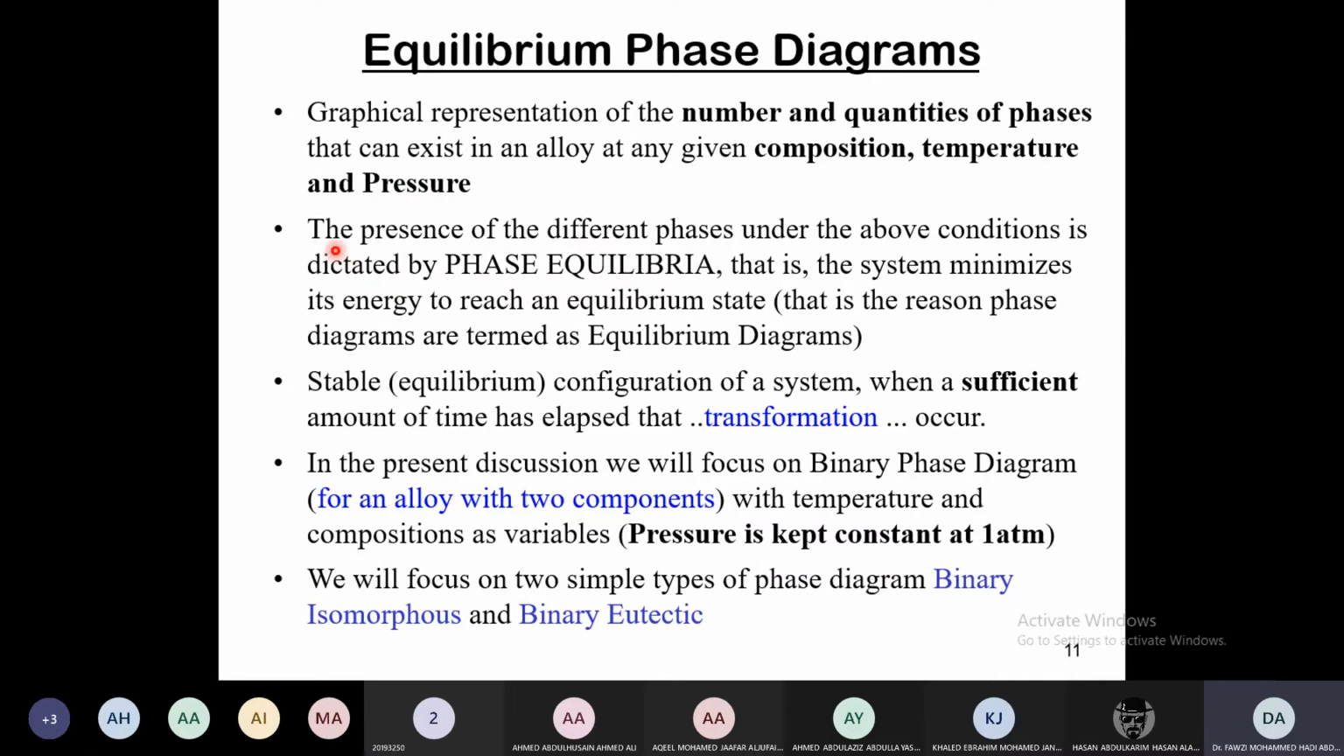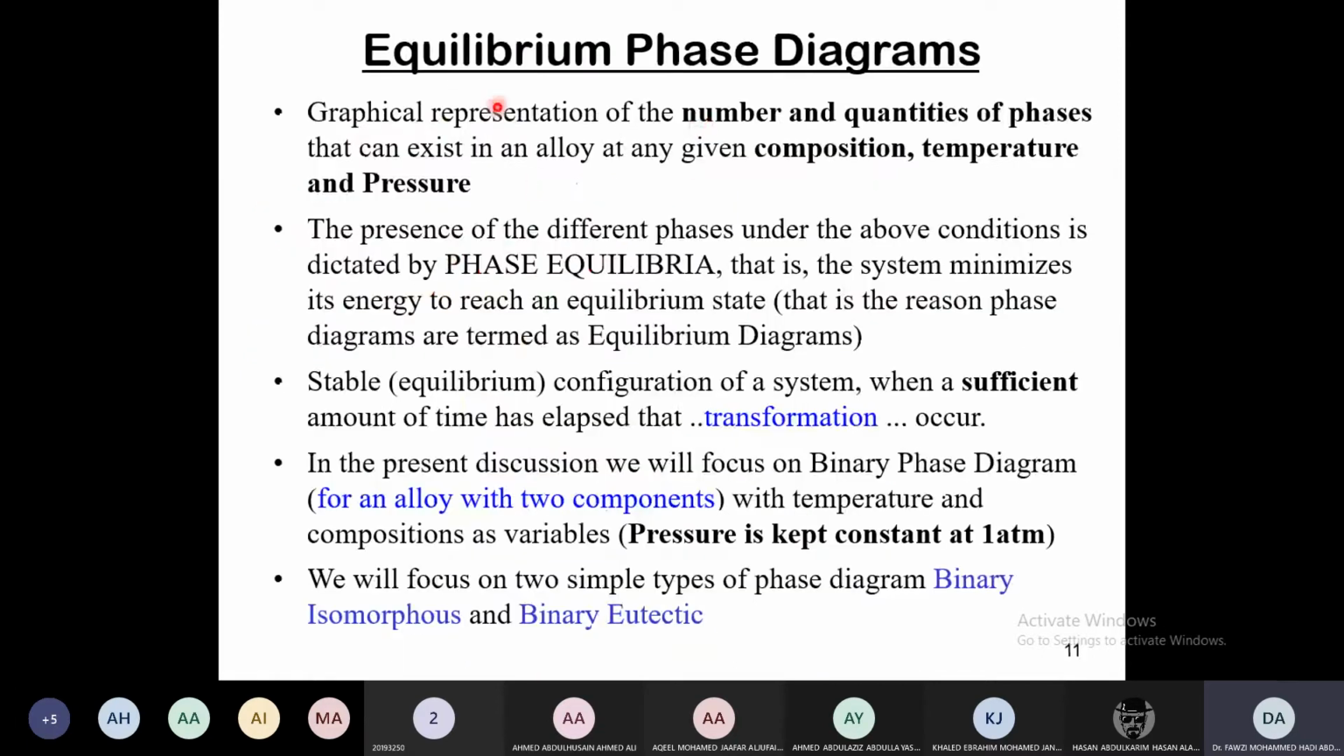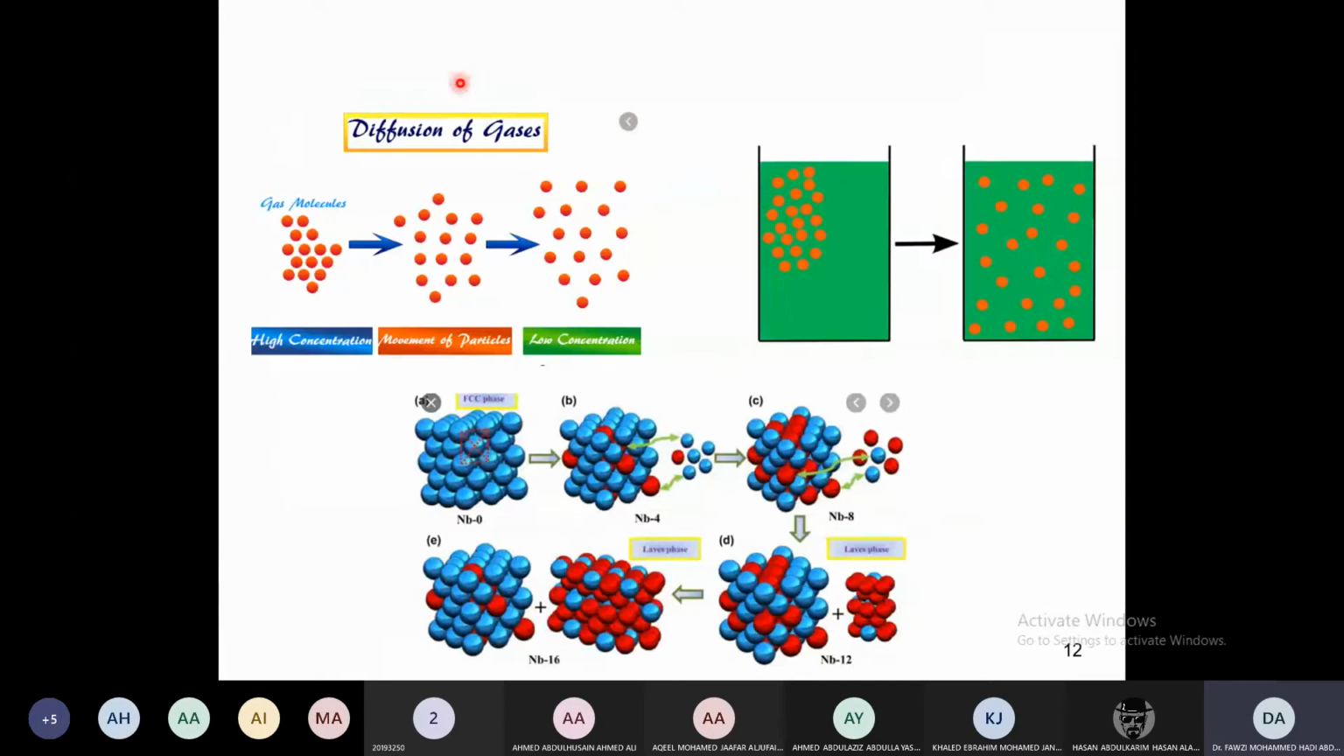Why do we call it an equilibrium phase diagram? Well, it's explained here in these two paragraphs, but let me explain it in another way. Let us start with the question of why we call it an equilibrium phase diagram by talking about diffusion.